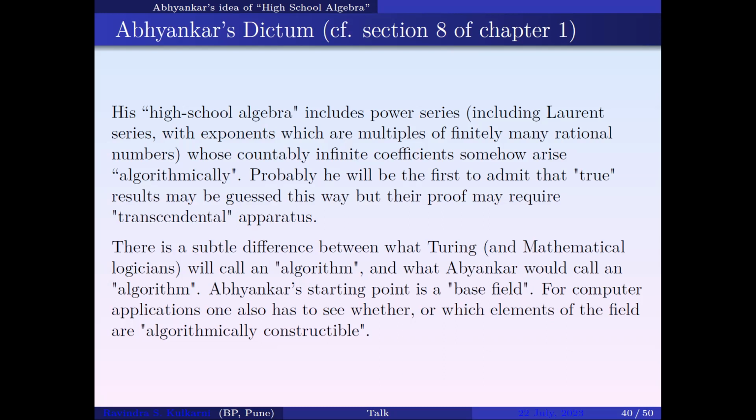Abhyankar's starting point is the base field. And you just want to consider that the base field is something known. So real numbers are known, complex numbers are known. So whatever the transcendental aspects of real numbers and complex numbers are, they are not under Abhyankar's consideration.